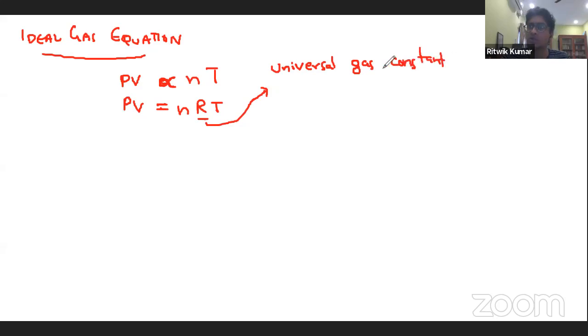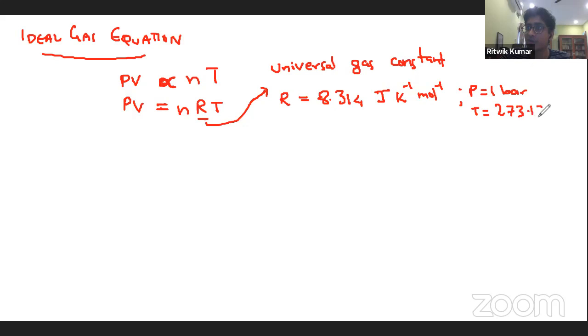Now, depending on what units and what values of pressure, volume, and temperature you take, because n is just the number of moles, depending on the units that you take, you'll get different values of R. I'll list down some of the commonly used values and units associated with it. Right, so the most common is 8.314. This is the standard value when you take all of those quantities in their standard or SI units, Joules per Kelvin per mole. So in this situation, you're taking pressure as 1 bar and temperature as 273.15 Kelvin.